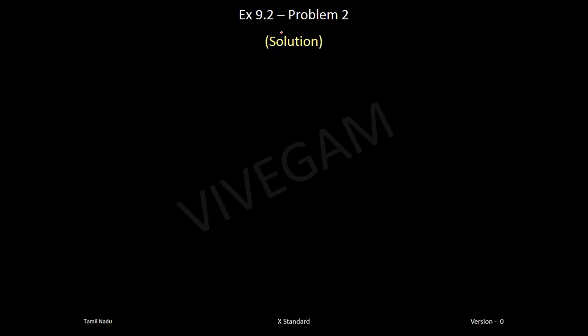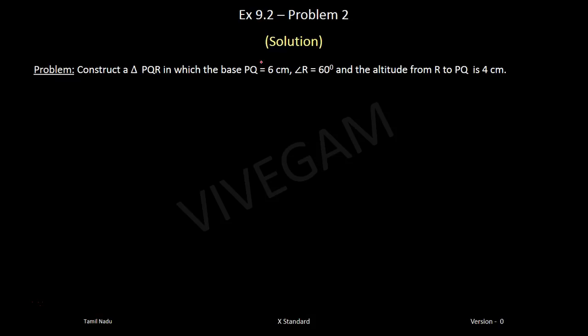Exercise 9.2 Problem 2. Construct a triangle PQR in which the base PQ is equal to 6 cm, angle R is 60 degrees, and the altitude from R to PQ is 4 cm. Very simple. Let's make a rough diagram.